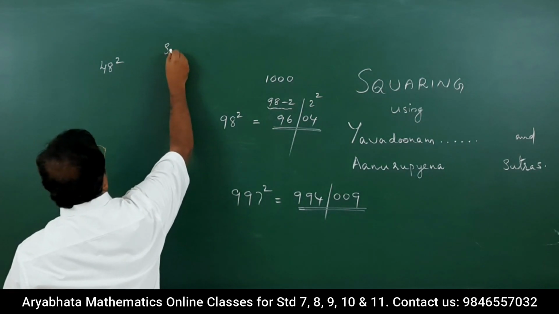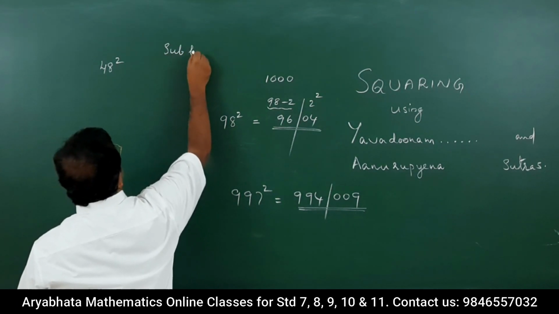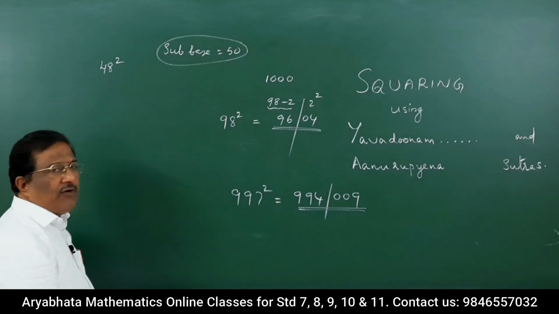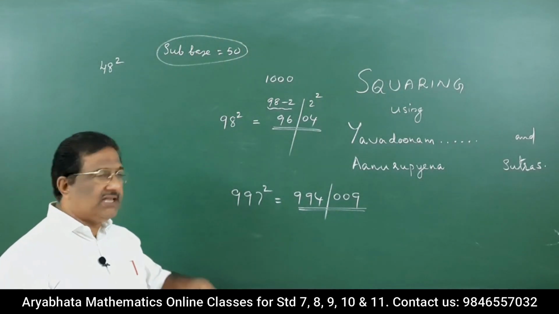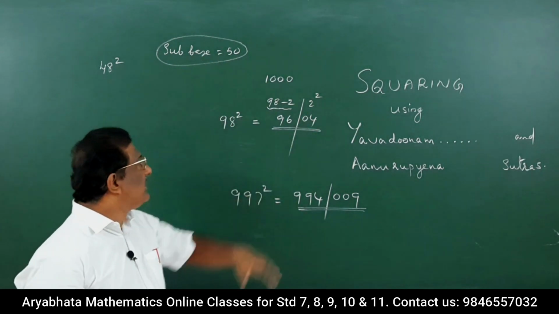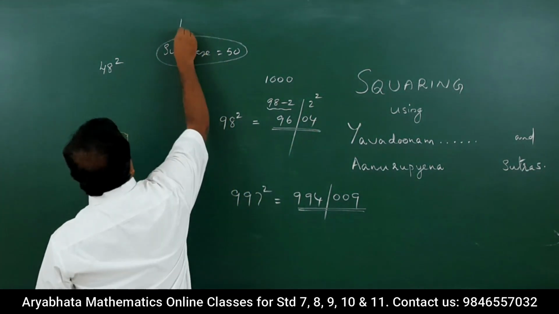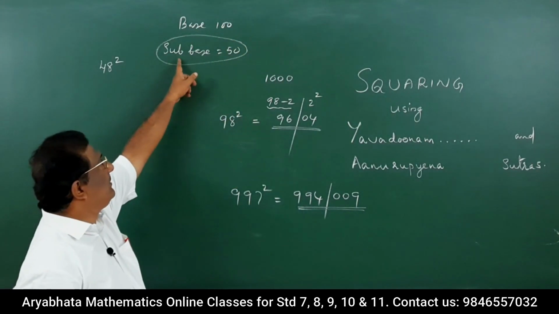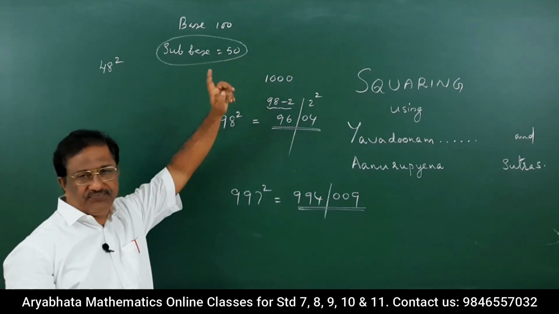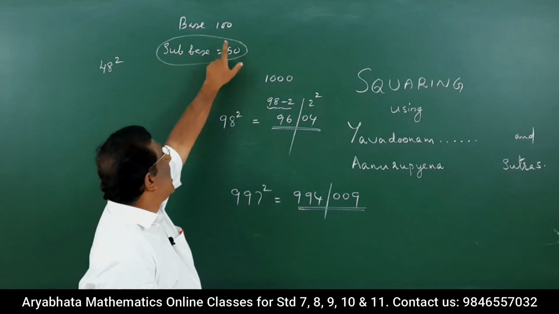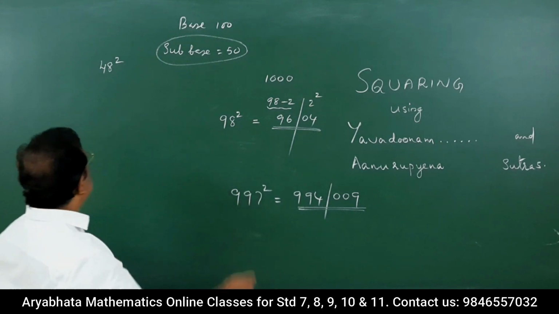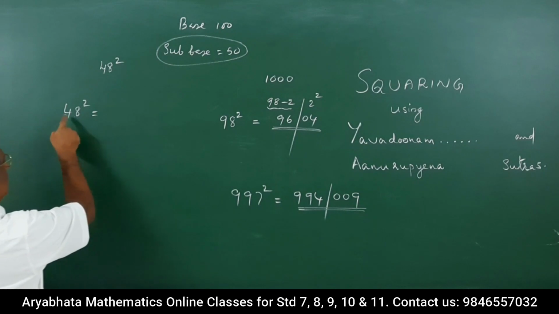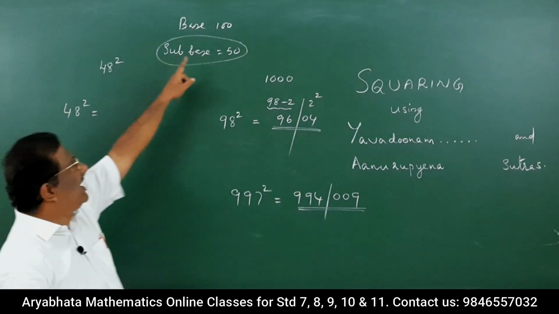Here we take 50 as our sub base. See, a sub base can be any multiple of a base number or any submultiple of a base number. I am going to take 100 as my base number and working base, or sub base, as 50. This sub base is half of 100. Now, how can we find the square of 48? See, this 48 is 2 less than this 50.